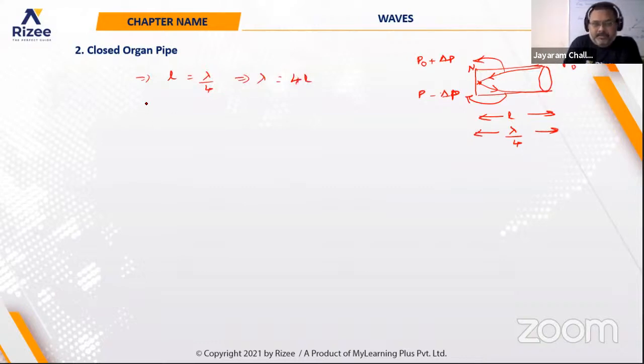Now when we substitute in the frequency relation, frequency is equal to the velocity of sound by lambda. That is going to be V by 4L. This is called your fundamental frequency, the fundamental frequency of a closed pipe.